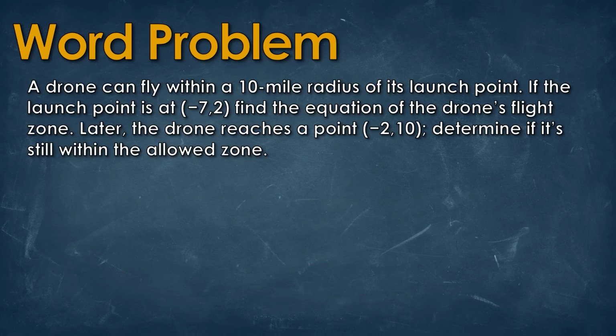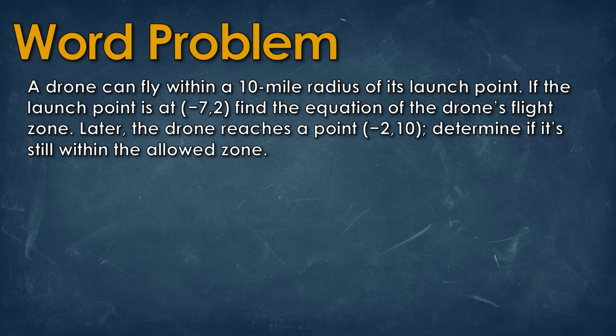With the standard equation of a circle, we can also solve for word problems. So for instance, we have a drone can fly within a 10-mile radius of its launch point. If the launch point is at negative 7, 2, find the equation of the drone's flight zone. Later, the drone reaches a point of negative 2, 10. Determine if that is still within the allowed zone.